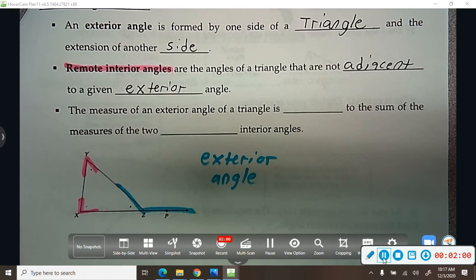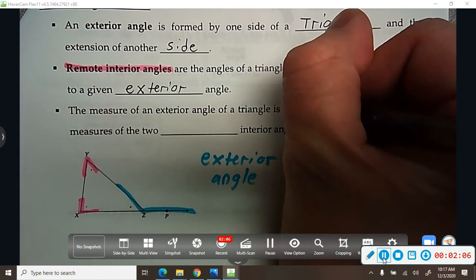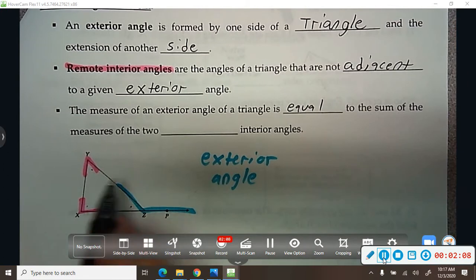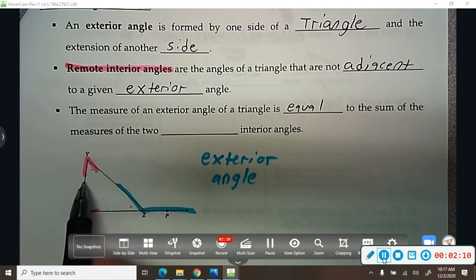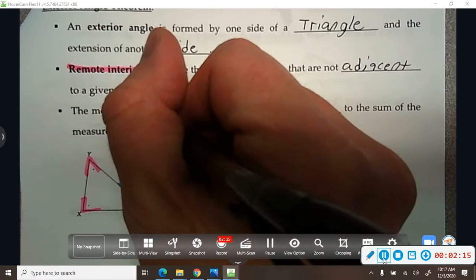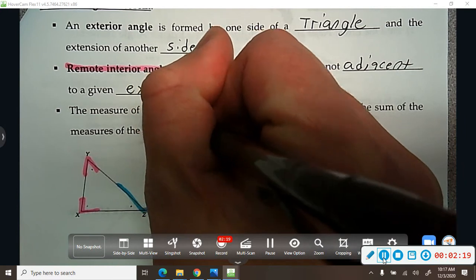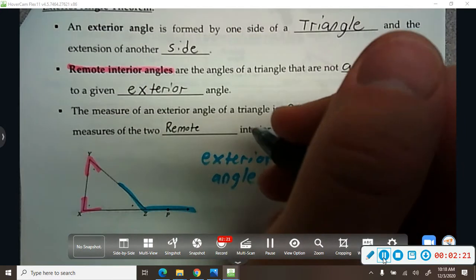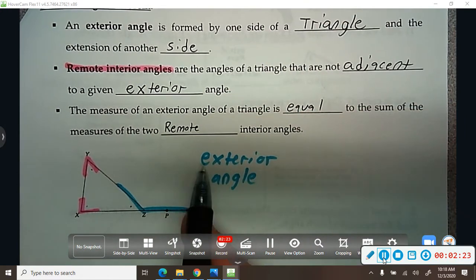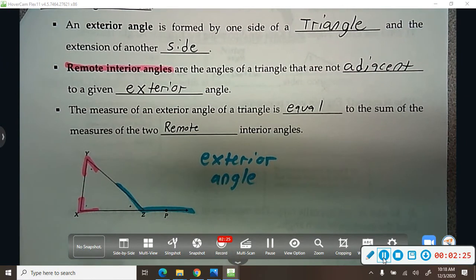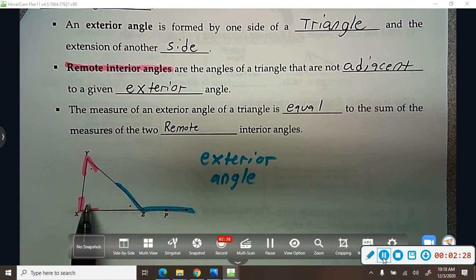Now what's interesting is the measure of an exterior angle. So the measure of this blue angle is equal to the sum of the measure of the two pink angles. We'll call those remote interior. The word remote, like if I go to a remote island, that means like an island by itself. Remote interior angles. So if I take this angle plus this angle, it equals the blue angle.